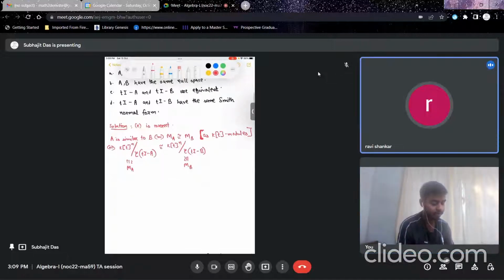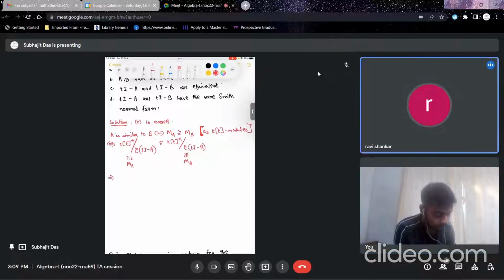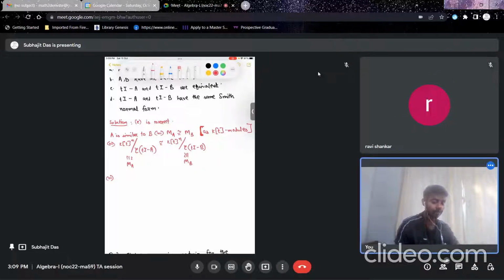Now you know that whenever you have two modules of this form, a free module modulo the column space of some matrix, and on the other side the same thing, then these two modules will be isomorphic provided the matrices are actually equivalent. This you have seen in the lecture on the Smith normal form. So this is true if and only if Ti minus A is equivalent to Ti minus B.